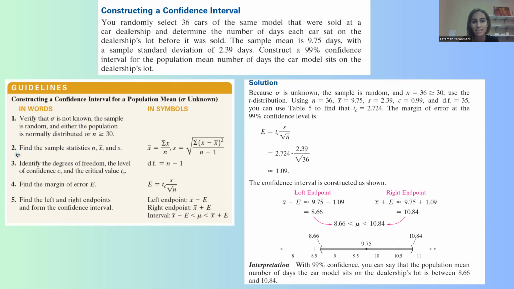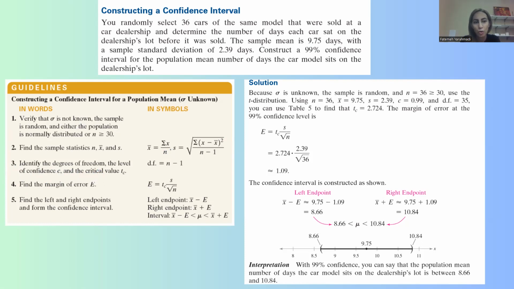Find the sample statistics, n, x bar, and s. n for the sample size is 36. x bar is the sample mean, which is 9.75 days. And s is the sample standard deviation, which is 2.39 days. We have all of this information. We don't need to calculate using any of these formulas. Step 3, identify the degrees of freedom, the level of confidence, and the critical value, T sub C.